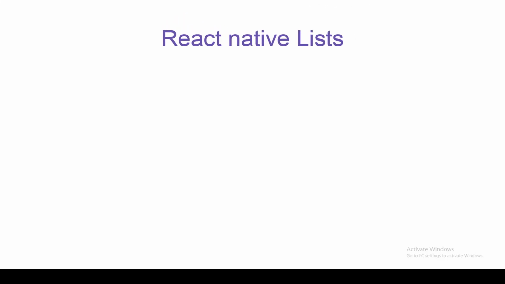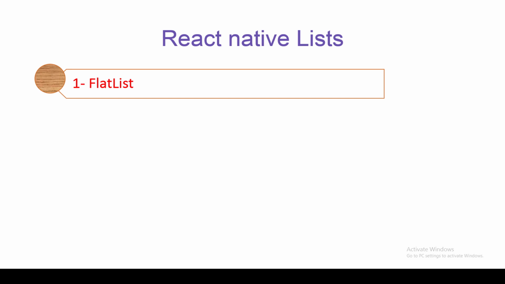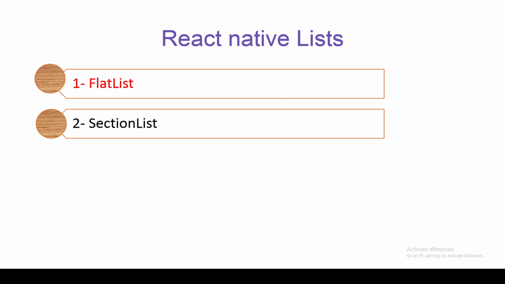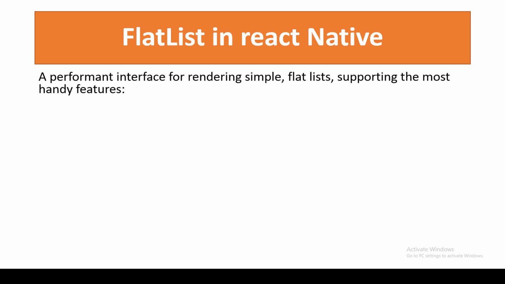Before discussing the flat list itself, let's take an overview about lists in React Native. There are two types of React Native lists. The first one is the flat list. The second is the section list. In this tutorial, we will discuss flat list, and in the next tutorials, we will discuss section list. So what is a flat list? A flat list is a performant interface for rendering simple flat lists supporting the most handy features.